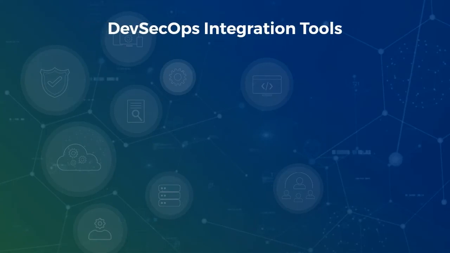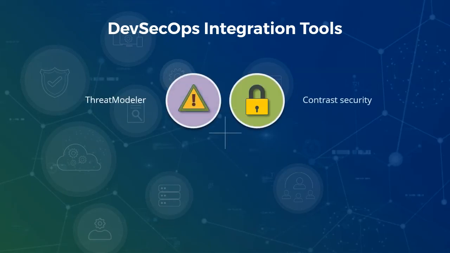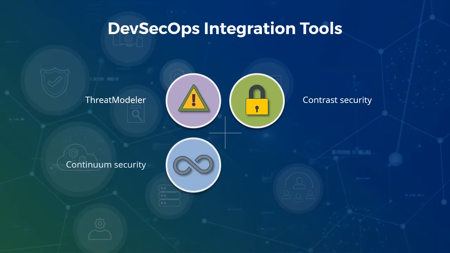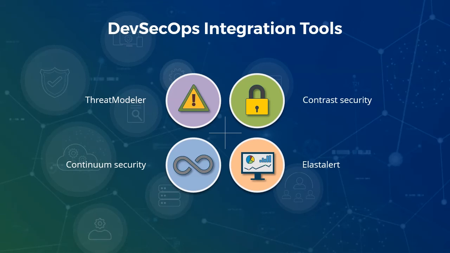Now we'll focus on some of the tools which can be used to integrate security in your DevOps and provide DevSecOps operations. There are some of the popular tools which we are going to name here. First is Threat Modeler, Contrast Security, Continuum Security, and ElastAlert. Using these four tools, you can integrate security in your DevOps. Let's go and explore each one of them and identify fundamental features.